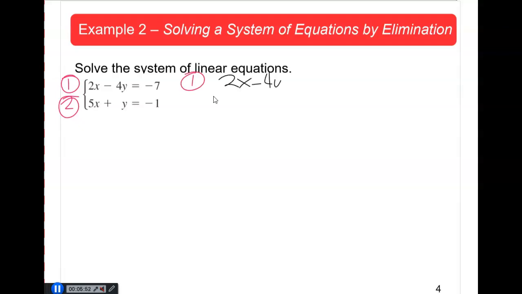2x minus 4y equals -7. And then for equation number 2, I am actually going to multiply it by a constant. What I'm trying to get, if you notice, we already have negative and positive y's. So if I just multiply my second equation by a +4, I will be able to get +4y. That will be canceled with -4y.